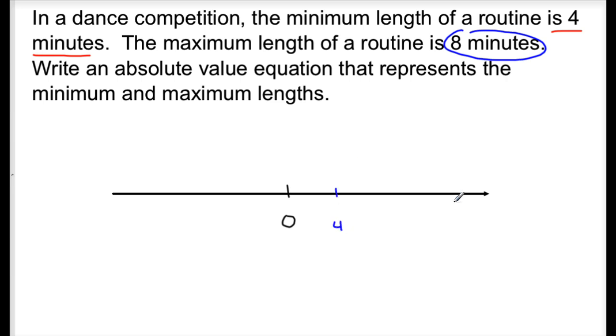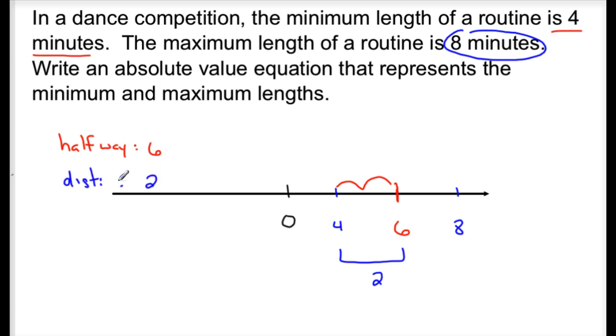I'm going to say 4 and 8. What I want here is my two things I'm looking for. One, I want my halfway point. So where's the halfway? The halfway point from 4 to 8 is where? 6. Alright, so I'm going to count 1, 2. So I got my 6 here, which is my halfway point. And I want to know the distance from one of my minimum and maximum to the halfway point. The distance from here to here is what? 2. Beautiful. Go with distance, and we'll put 2.